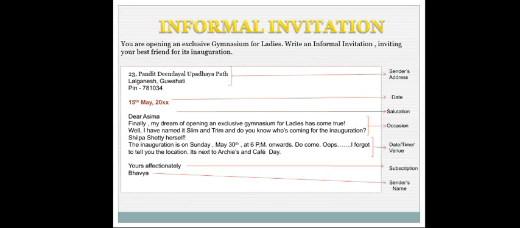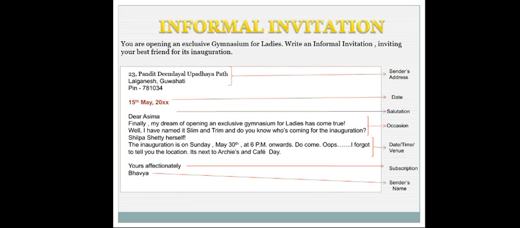So let's come back to our informal invitation letter. First, we are sticking to the left-hand side. Even if you are writing as a council student, I will ask you to write adhering to the left-hand margin of the copy, and then you start writing like this. First comes the sender's address, then the date, 15th of May 20XX. Whatever you need to put, you can put. Dear Ashima. So this is the salutation.